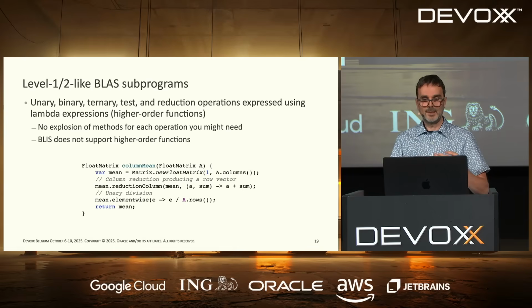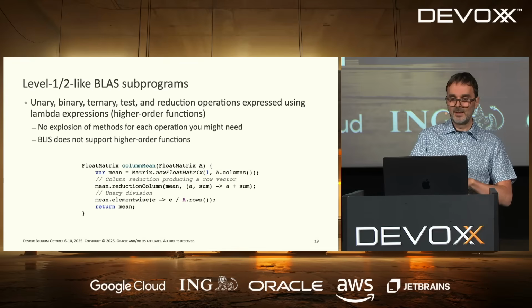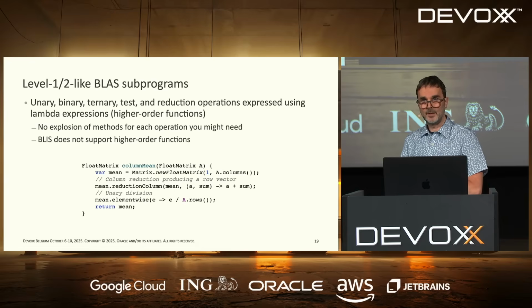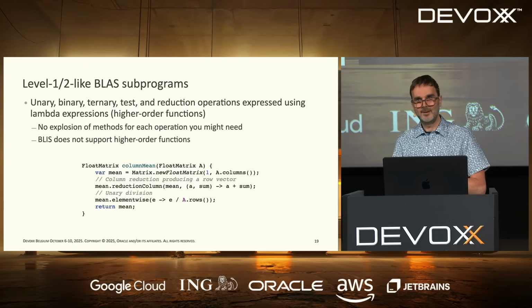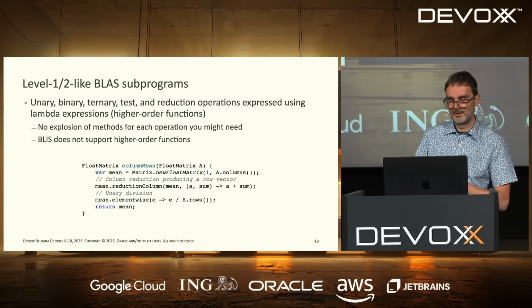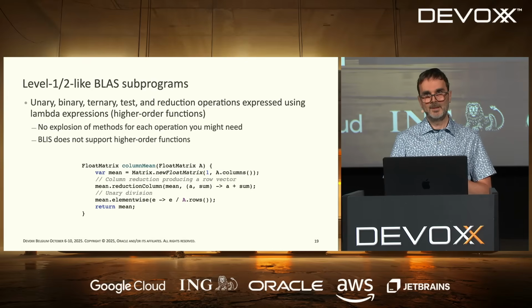So again, I don't have to add an element-wise division operation. I can just express it in a lambda expression. I think that's a great way to code. It also means we don't have to do operator overloading on matrices, which I don't think we're ever going to do in the JDK.